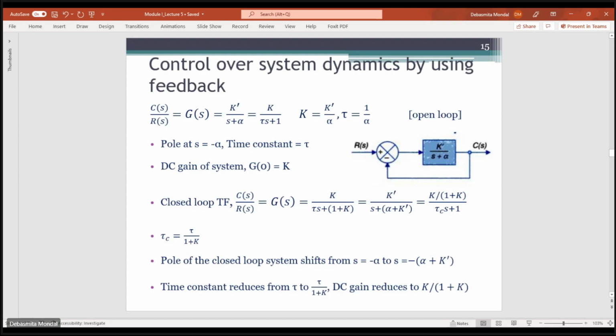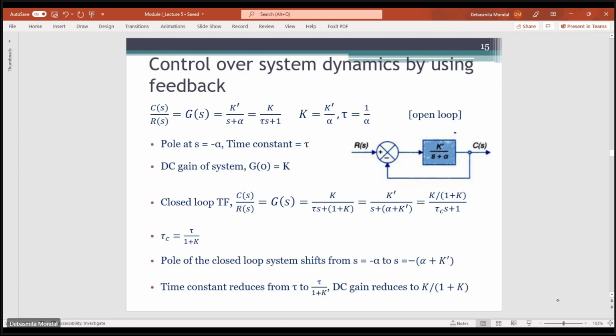Now there is another advantage of using feedback: it gives control over the system dynamics. Let's say you have a system given by this block diagram. K dashed by S plus alpha is your forward path transfer function, and it has a unity feedback, so the value of H is equal to 1. Since H is 1, the block H is not shown; it is just shorted, you can say.